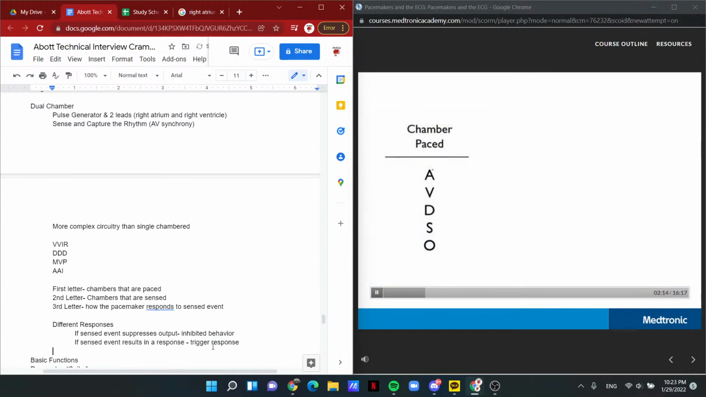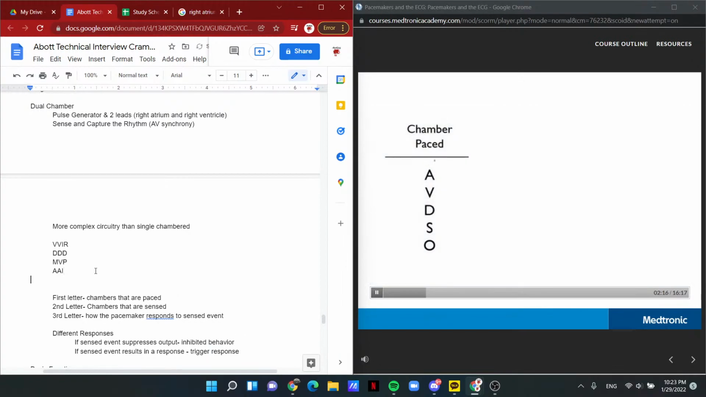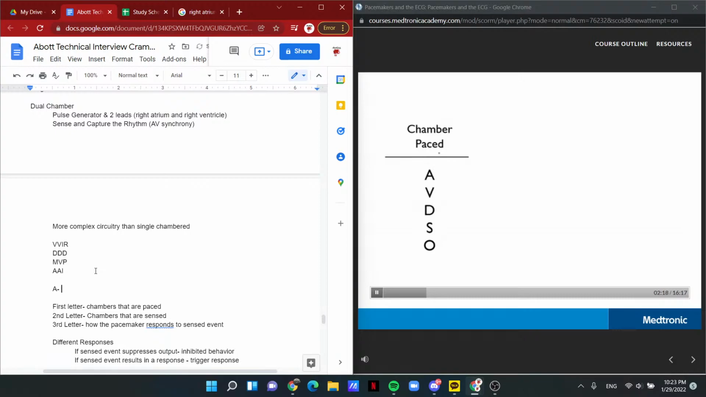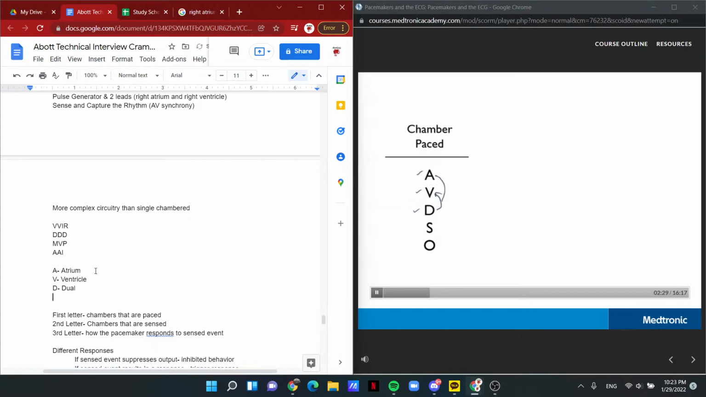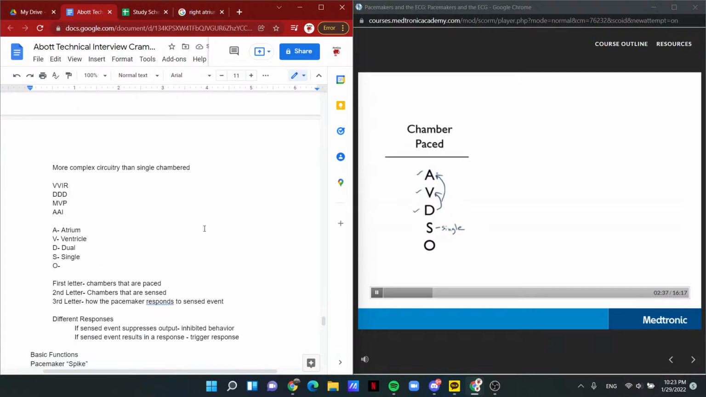If we examine this letter code a little bit more carefully, remember that the first letter is the chamber that's paced. And the letters used in this position include A for atrium, V for ventricle, D for dual, meaning that the pacemaker is capable of stimulating either the ventricle or the atrium, and S standing for single, which is a generic label for a pacemaker that can be used either in the atrium or the ventricle. The letter O is reserved for pacemaker modes that do not pace at all.